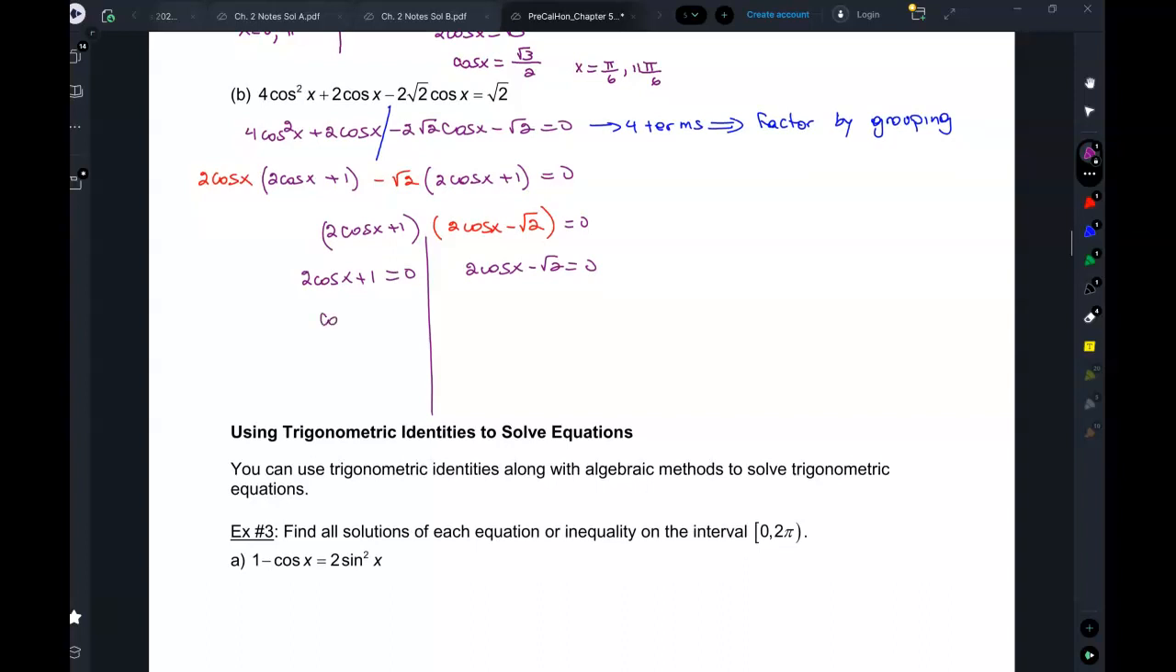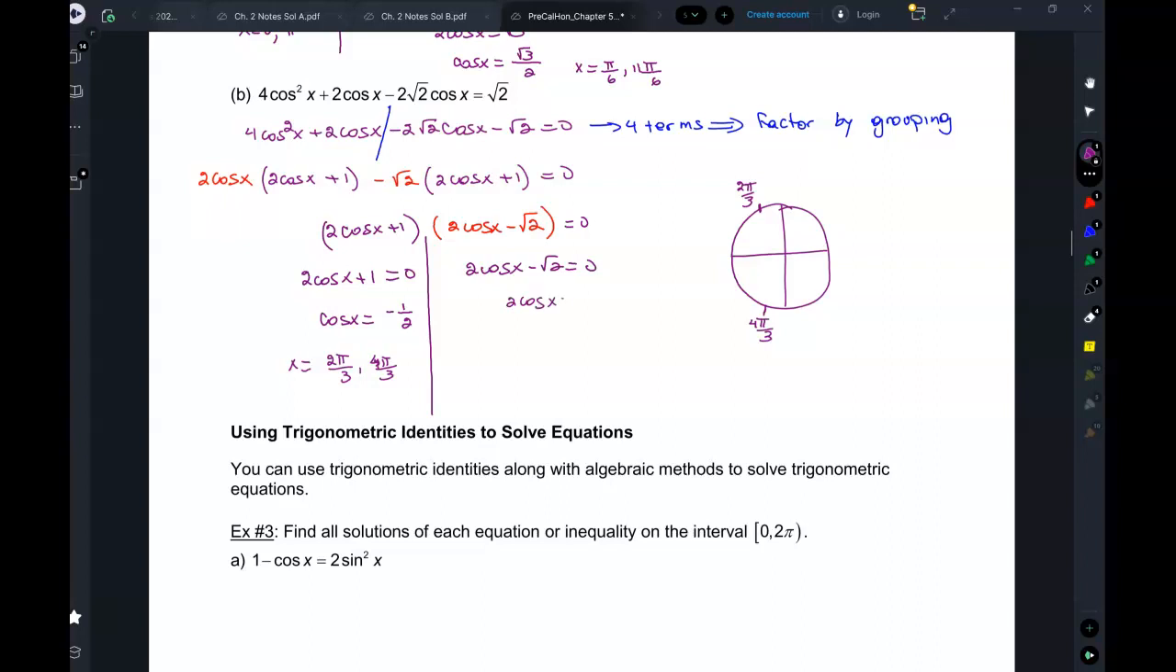So here, how much is cosine x equal to? Negative 1/2. Okay, so on the unit circle, where is cosine equal to negative 1/2? At 2 pi over 3 and? 4 pi over 3. So x is 2 pi over 3, 4 pi over 3.